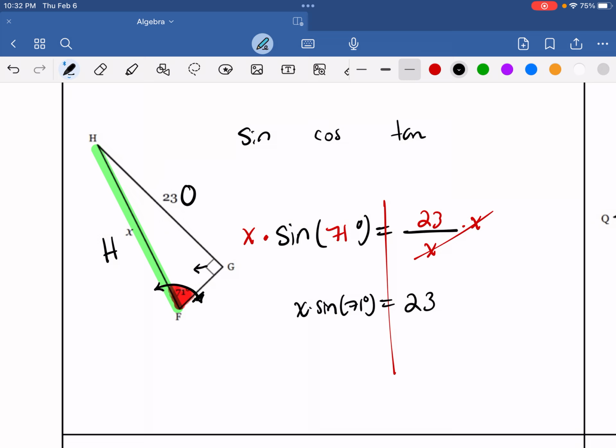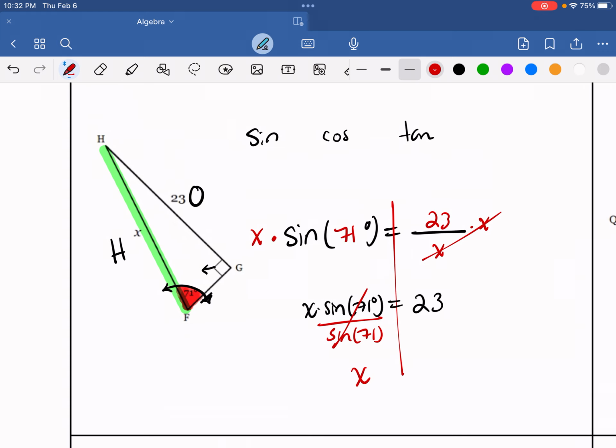There's nothing else. Okay, so now you got to get X by itself. So now instead of multiplying by sine, you're going to divide by sine. So now I'm going to divide by sine 71. These turn into 1. Sine 71 divided by sine 71 is 1. So I'm going to cancel it. And it's X times 1. So it's just X. So I am done because X is by itself. But on the other side, I got to do the same thing. Divide by sine 71. All right, and that is my answer.